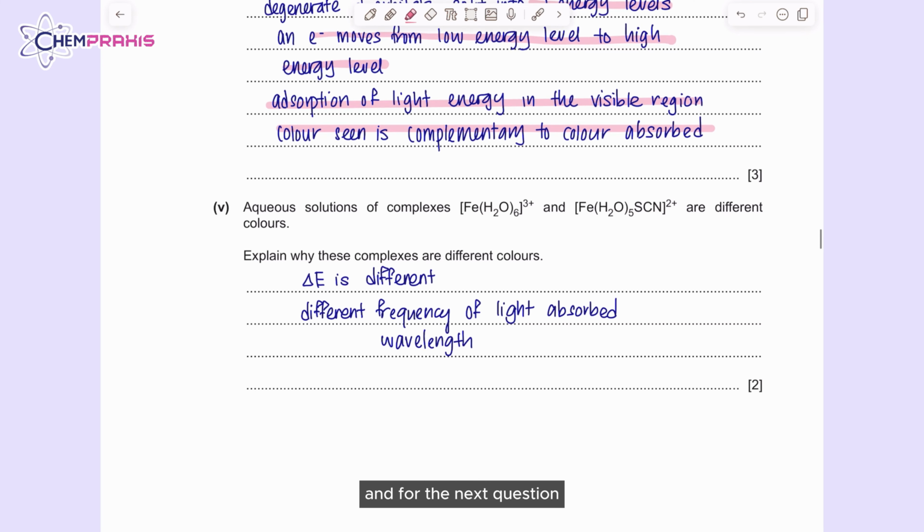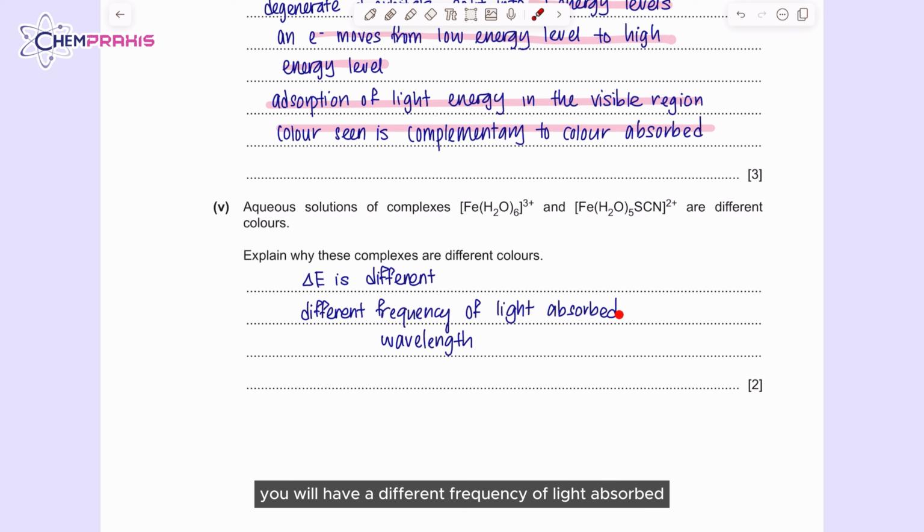And for the next question, aqueous solutions of complex [Fe(H2O)6]3+ and [Fe(H2O)5SCN]2+ are different color. Explain why these complexes are different color. So usually when you have different ligands, you will cause a different energy level or different energy change. So when you have a different energy change, you will have a different frequency of light absorbed, different complementary color seen.